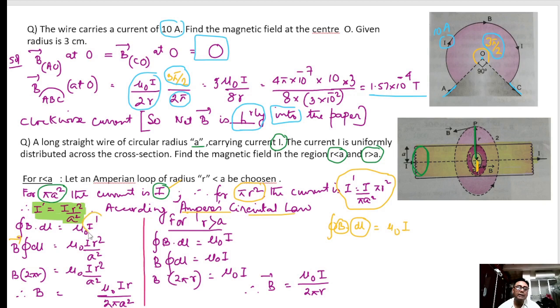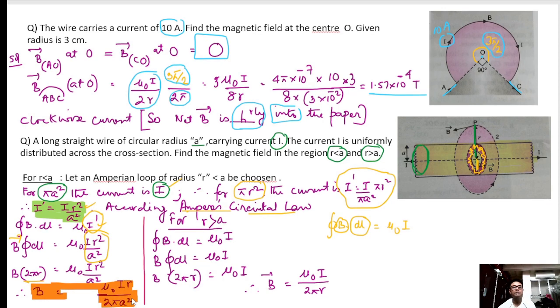So I dash is the current only in this portion, because over a radius r, how much is the current flowing? It is only this much. So instead of this, I will take this current, and integration of dl, total length is 2 pi r. So from here we get the magnetic field due to the wire at radius r less than a will be this much.